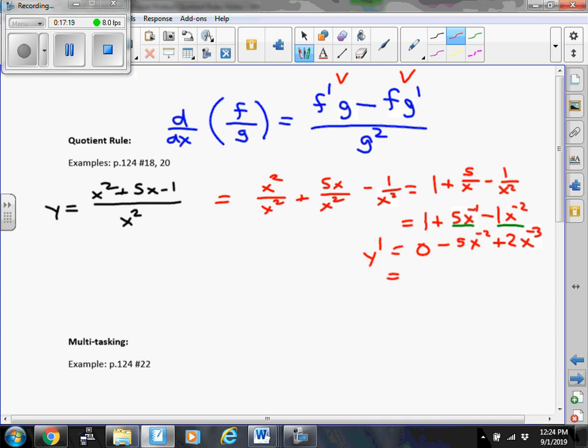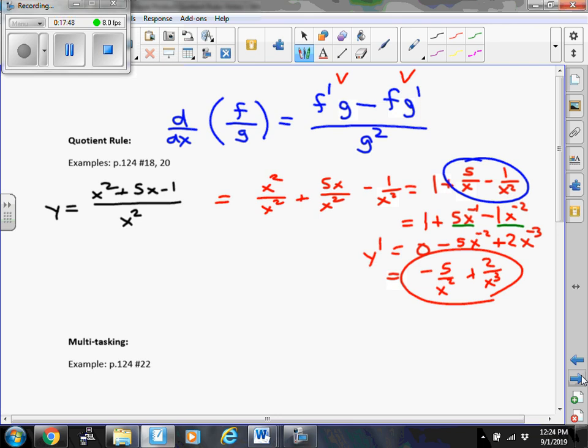Obviously, it was originally written in fractional form, so I'm going to go negative 5x over x squared plus 2 over x cubed. So there's the answer. I didn't use the quotient rule. I used algebra first, and then I used the calculus. It allowed me to show you these guys over here where we have the fractional powers. They're kind of tricky. Okay, so now let's just take this and use your quotient rule for it.